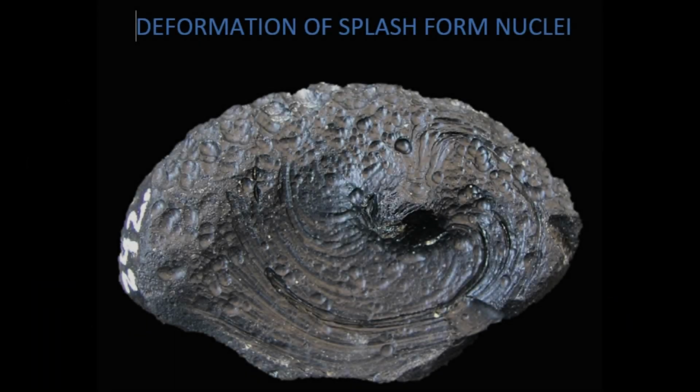Deformation of splash-form nuclei includes an endless variety of forms. Some patterns can be ascribed to viscosity and gravitational deformation. But also, the ejection path, rotation and downside heating of trapped air play a role.